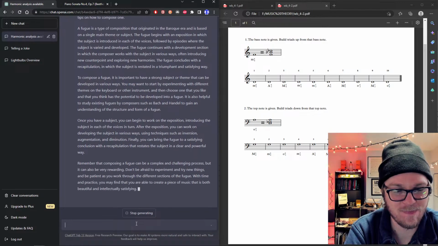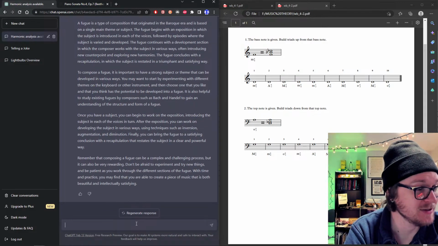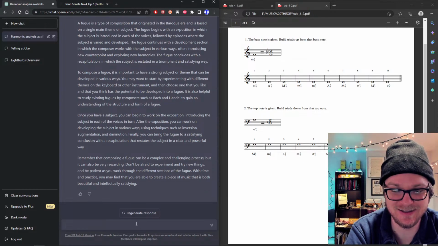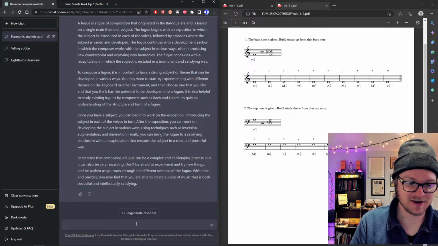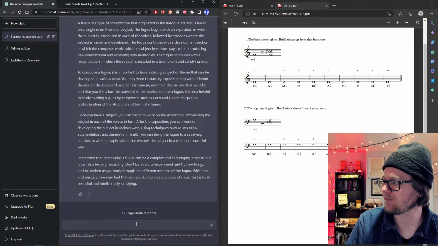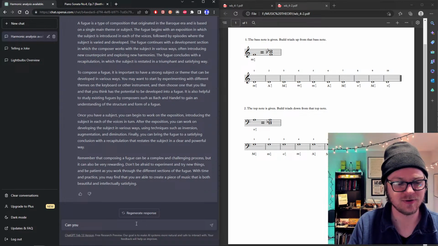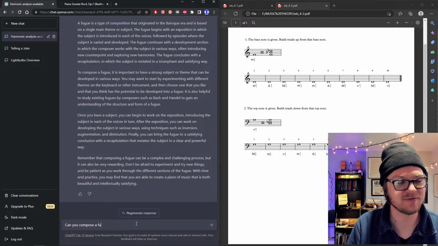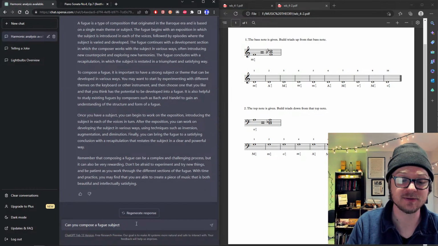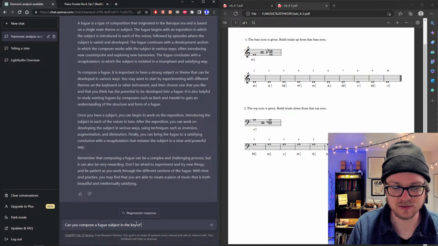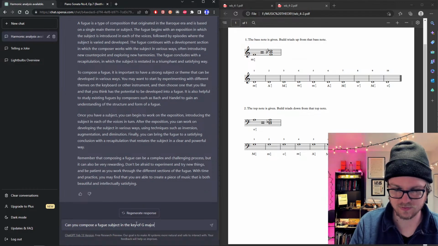I'm not going to read all that. Okay, maybe I need to be more specific. Can you compose a fugue subject, it should be specific, in the key of G major? How about that? G major.